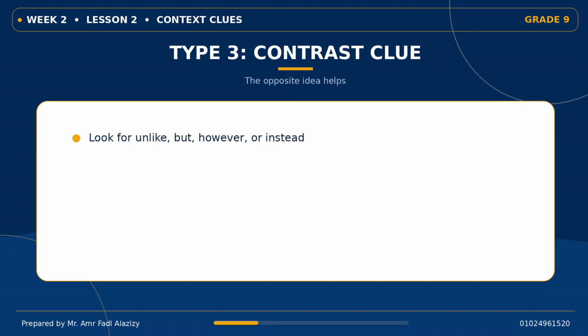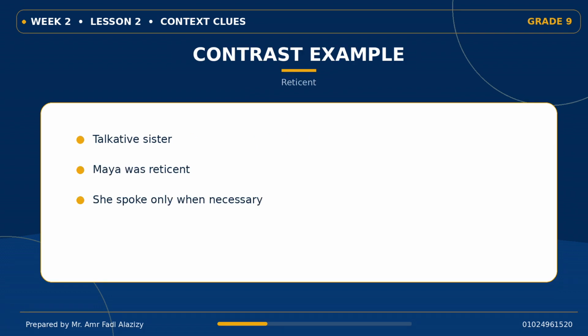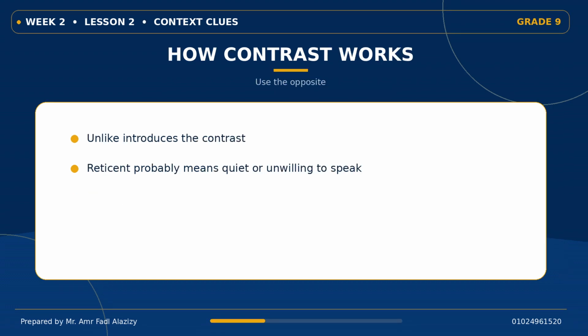The third type is the contrast clue. A contrast clue shows an opposite idea. For example, unlike her sister who was talkative, Maya was reticent and spoke only when necessary. The word unlike introduces a contrast. Maya is the opposite of talkative. Therefore, reticent probably means quiet or unwilling to speak.